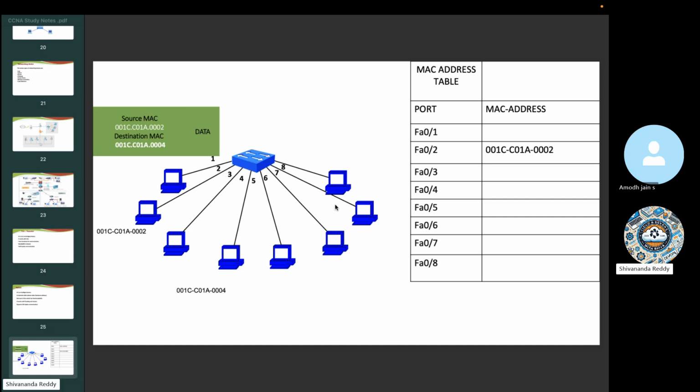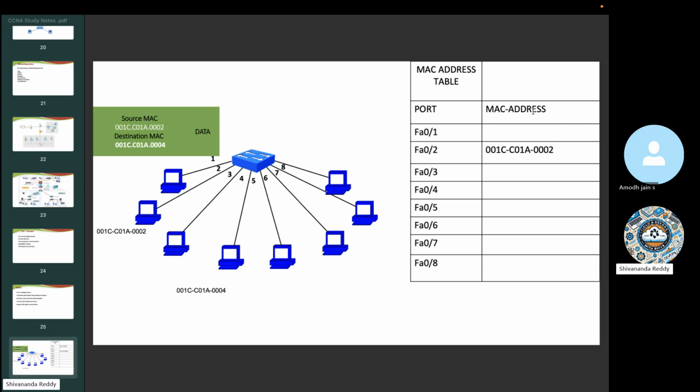Then all the computers are connected to this particular switch. Once the switch is in running state, the MAC addresses of all the devices connected here will be stored in this switch. The switch can read all the MAC addresses. How? Look here: source MAC, destination MAC, like this number you can see. The number will be in hexadecimal format like that.